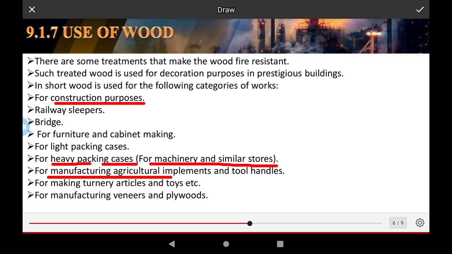Manufacturing agricultural implements, tool handling, and making farm and turned articles and toys. Manufacturing veneer for plywood: the most common application is in domestic and higher building construction, where plywood is used.